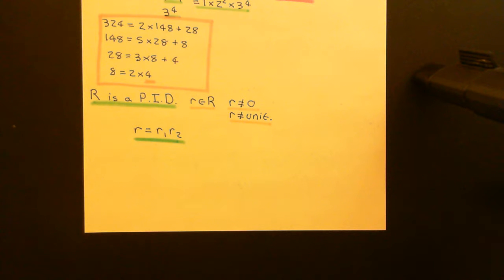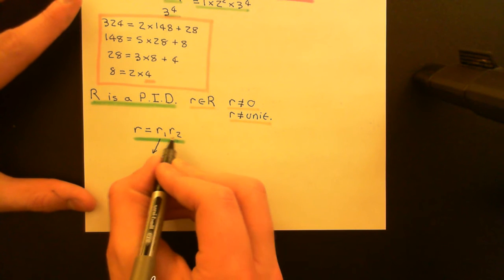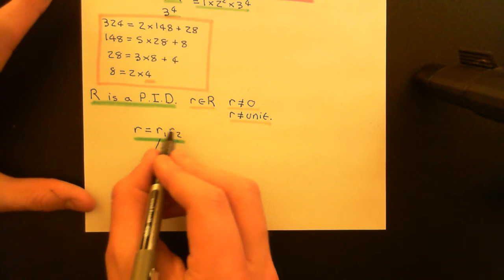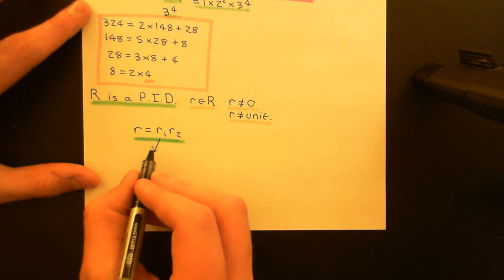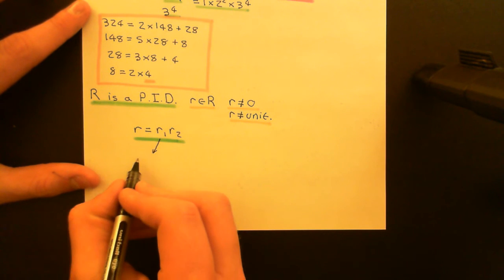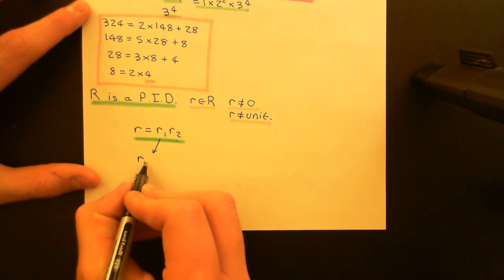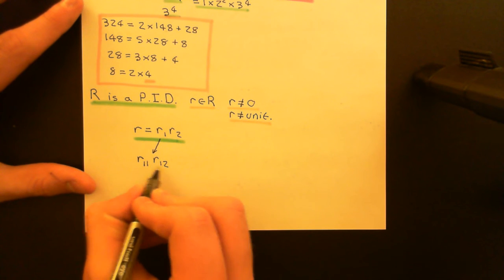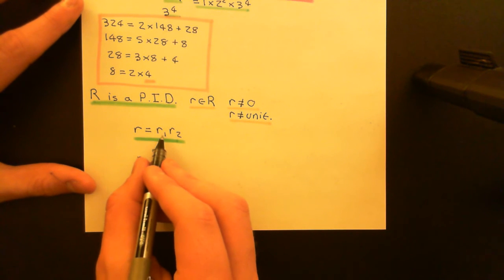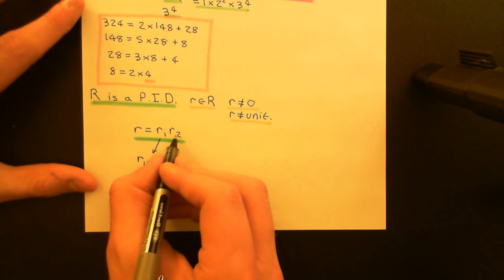If you do have ones left over that are reducible, then you continue this process. So let's say R1 is reducible here. I won't make a comment on R2; it might be irreducible, it might be reducible. If R1 is reducible, I can write it as a product of two more things, neither of which is a unit. So I'll write it as R11 times R12. I'm giving it a second index to show that it's coming after the first R1. And then my R will be R11 times R12 times R2.